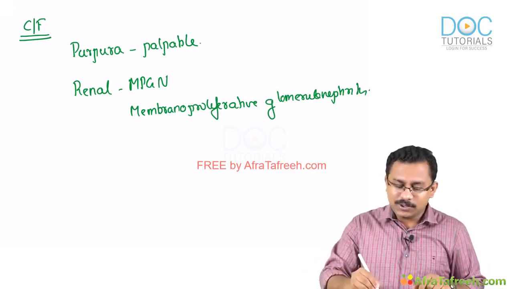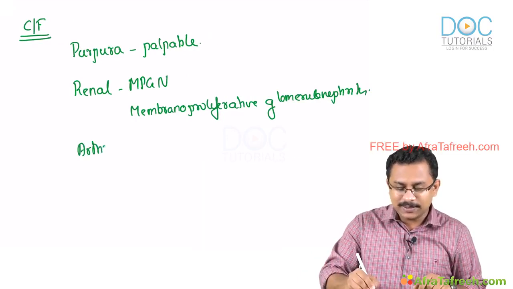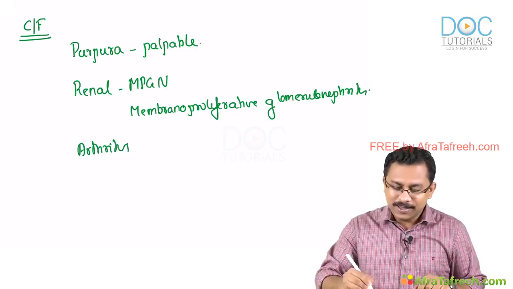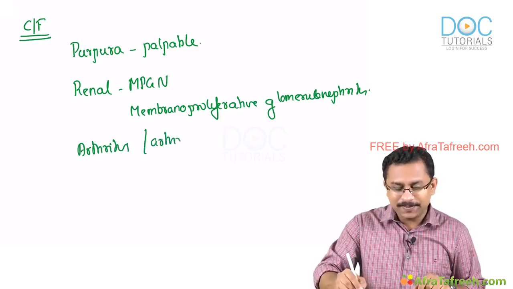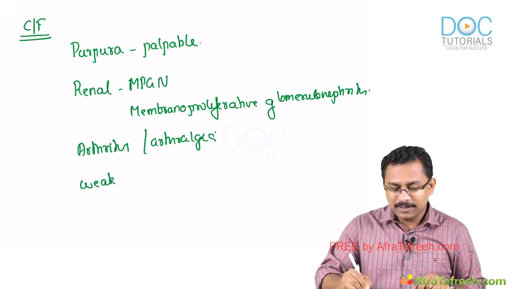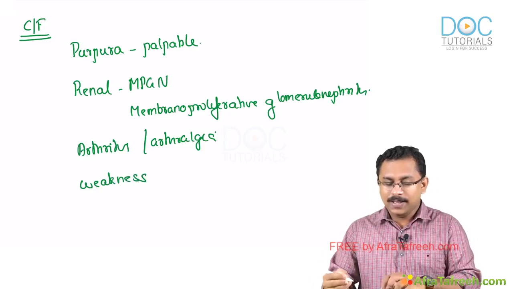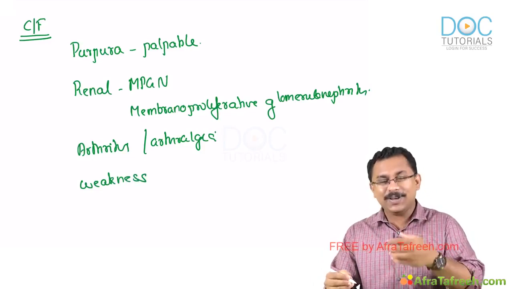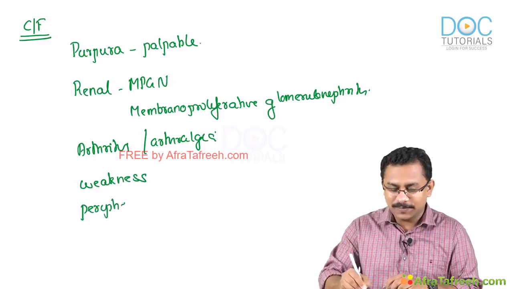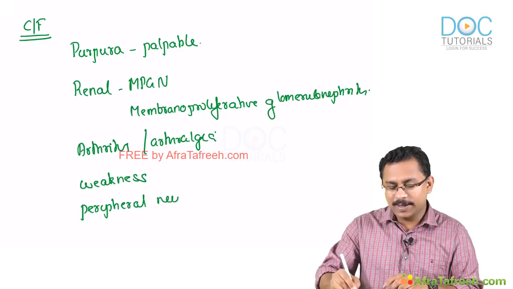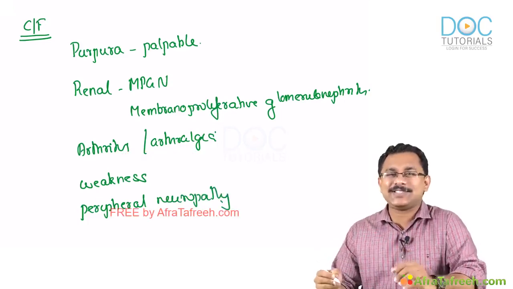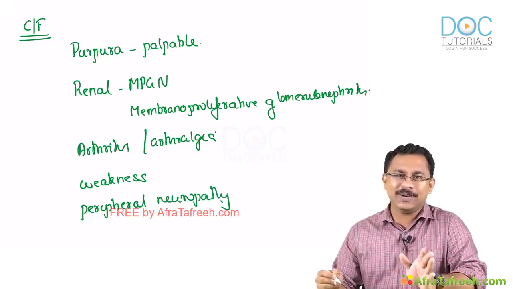And you can also have arthritis. You may have arthritis or arthralgia. You may have weakness. So purpura may be there, arthralgia will be there, weakness will be there. You can have associated peripheral neuropathy. So these are the important clinical manifestations of a cryoglobulinemic vasculitis.